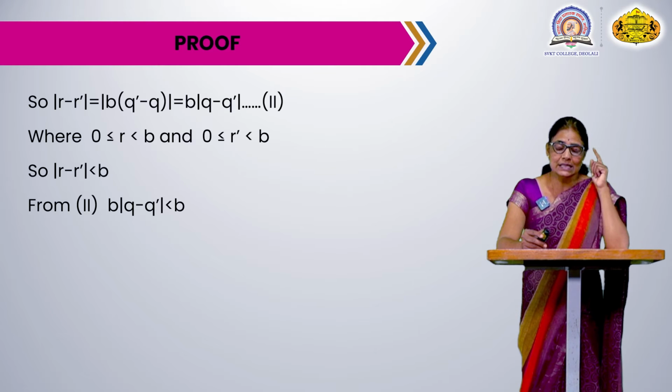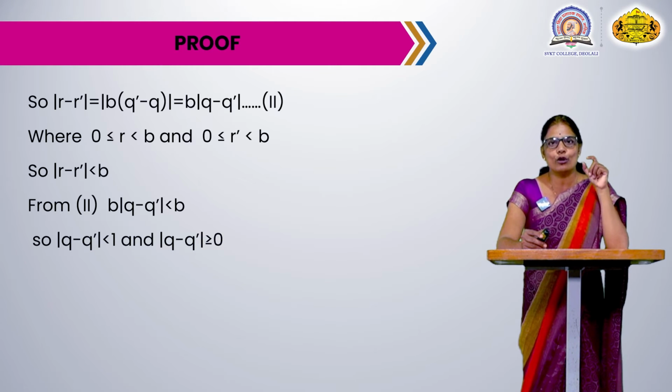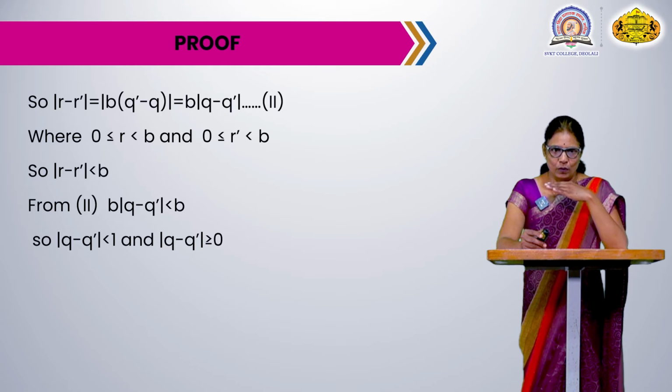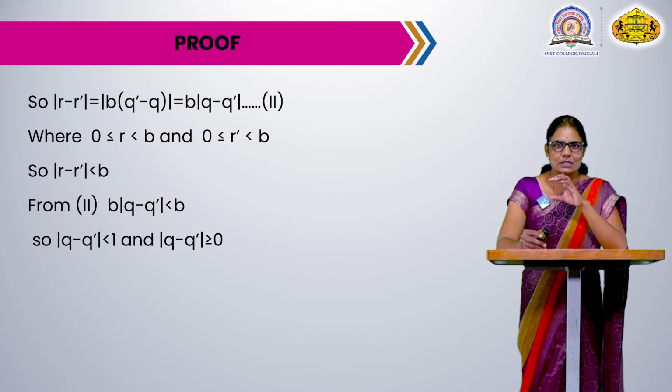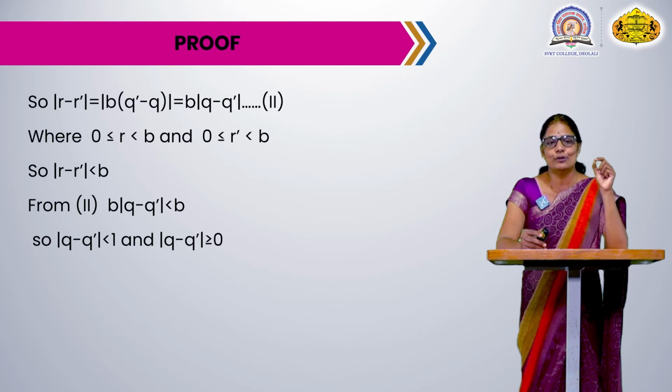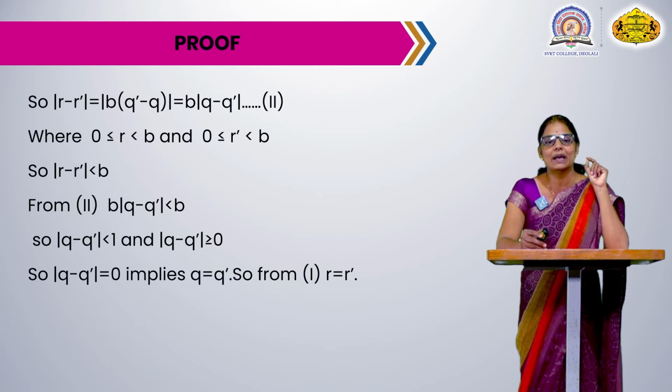Here b is a positive integer. That's why we can use the cancellation law. Here b gets cancelled, so we get mod of q minus q dash is less than 1. As well, we know that the mod of any quantity is always greater than or equal to 0. That is, mod of q minus q dash is also greater than or equal to 0. So just rewrite this inequality as 0 is less than or equal to mod of q minus q dash, which is strictly less than 1. Q is an integer, q dash is also an integer, and the mod is greater than or equal to 0 and less than 1. This implies q minus q dash should be 0.